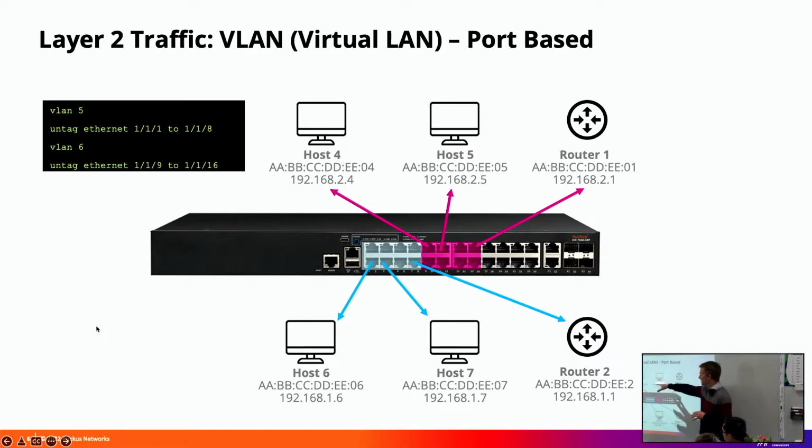And we also have VLAN 6. And we're saying port 9 through 16 are members of VLAN 6. If we create these VLANs on the switch, this means that a host on VLAN 6 cannot communicate to a host on VLAN 5 at layer 2 because these are separated networks, separate logical networks.